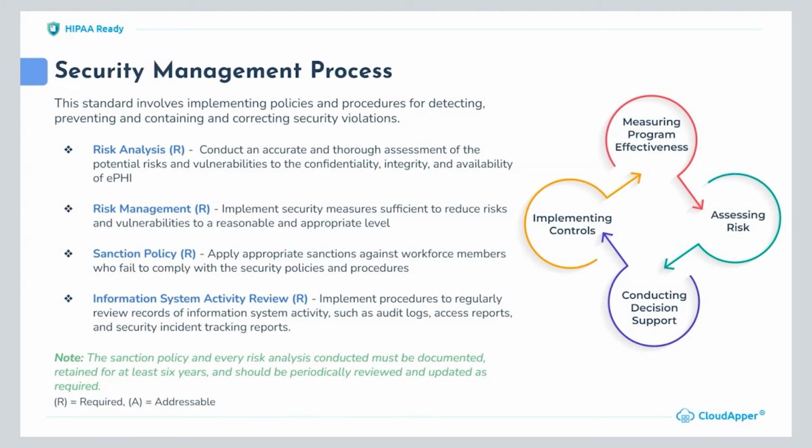Security management process. This standard involves implementing policies and procedures for detecting, preventing, containing, and correcting security violations through the following 4 stages. Risk analysis. This includes conducting an accurate and thorough assessment of the potential risks and vulnerabilities to the confidentiality, integrity, and availability of EPHI. Risk management. This includes implementing security measures sufficient to reduce risks and vulnerabilities to a reasonable and appropriate level.